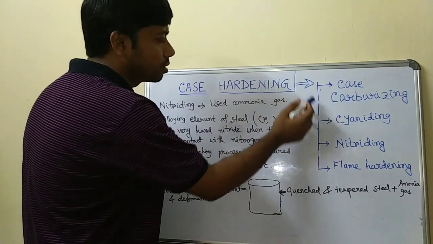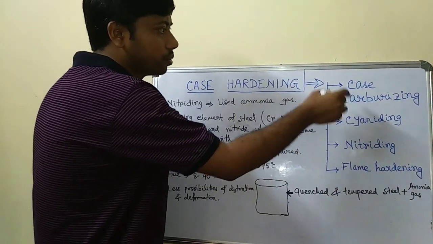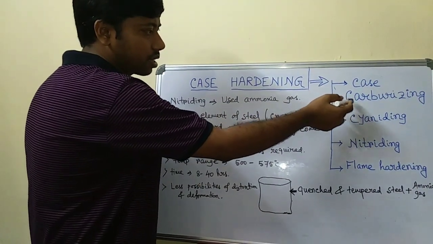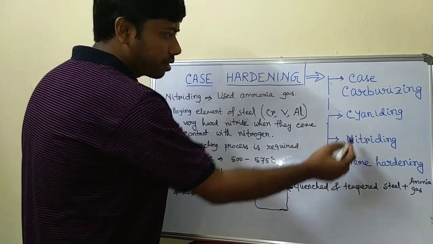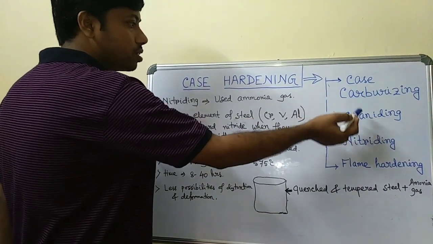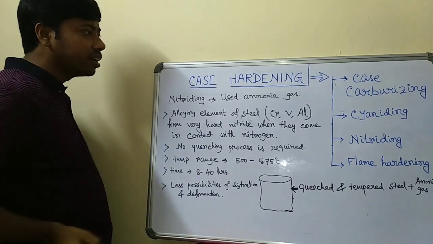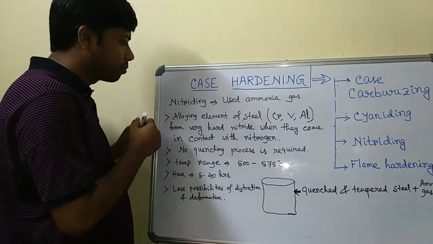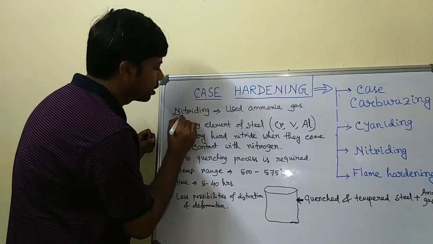As you know, case hardening can be done in four ways: pack carburizing, gas carburizing, cyaniding, and nitriding. We are discussing nitriding now, having already discussed carburizing and cyaniding. So this is the nitriding process.